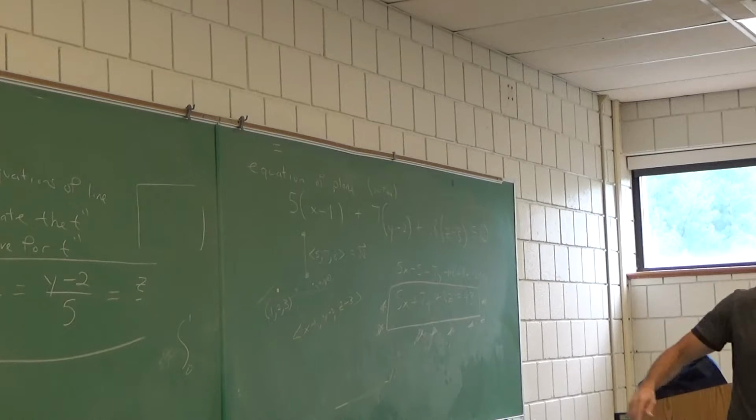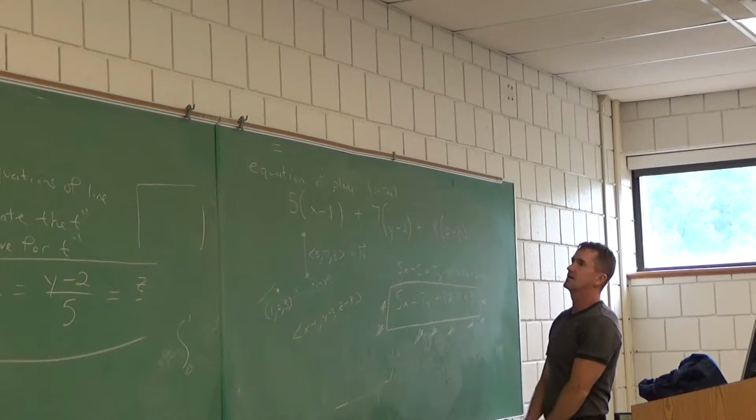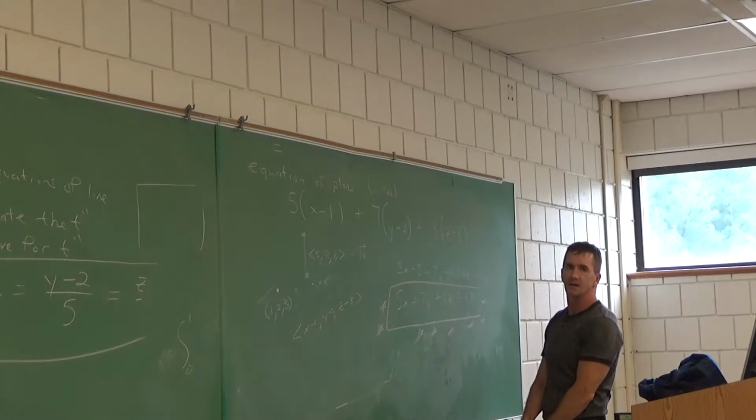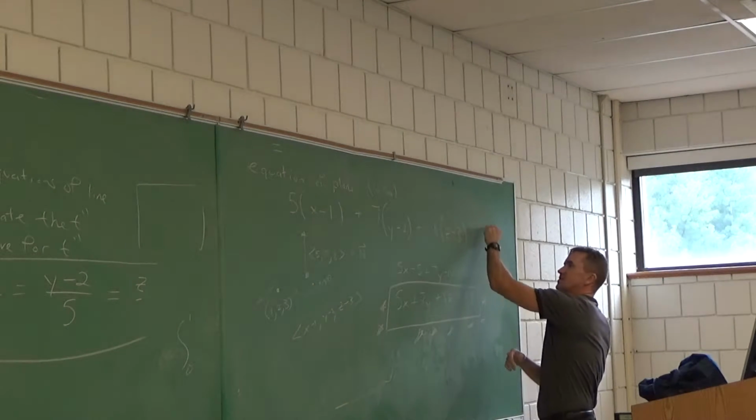That's the part sometimes I see on a test. A student writes everything right, okay, but they forgot to write the 0. It's like, this is not an equation. It's got to be equal to 0.